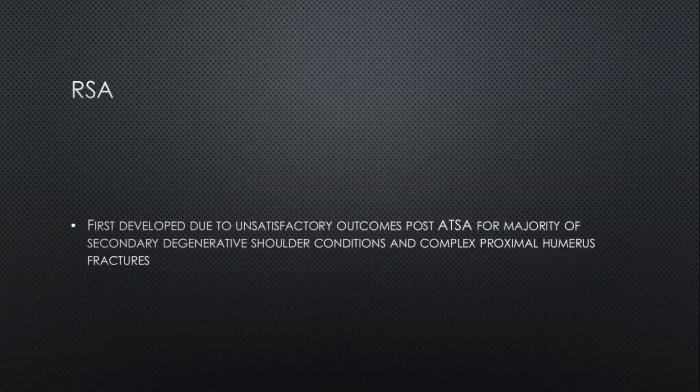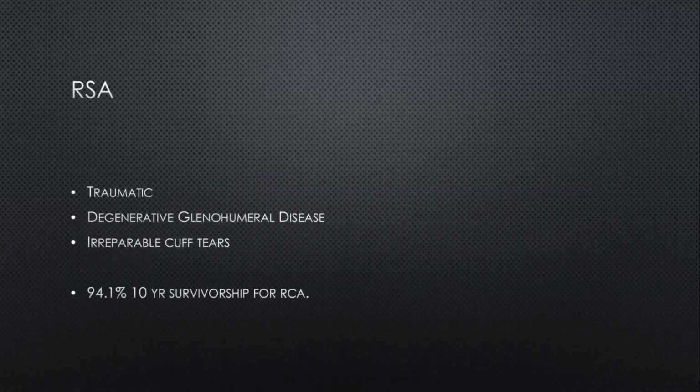So in response to all these shortcomings and shortfalls, we have this silver bullet, the magic bullet here, that is the reverse total shoulder. It was first developed due to the unsatisfactory outcomes post-anatomical total shoulder for the majority of the secondary degenerative shoulder conditions and complex proximal humerus fractures. So it can be seen in traumatic cases, degenerative glenohumeral disease, and in irreparable cuff tears. And it has got an excellent survivorship of around 95% in 10 years.